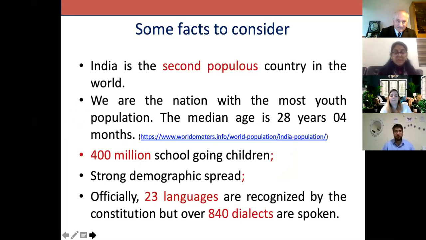India has a very strong demographic divide and spread. There are 23 officially recognized languages, but more than 840 dialects. So we have diversity in terms of culture, social, economic, and educational opportunities. We have very high-end premium schools, and we have schools with one teacher managing 5 grades. That is the level of diversity.